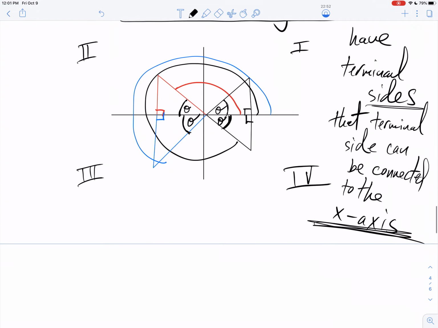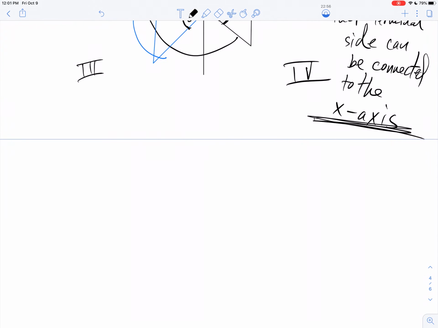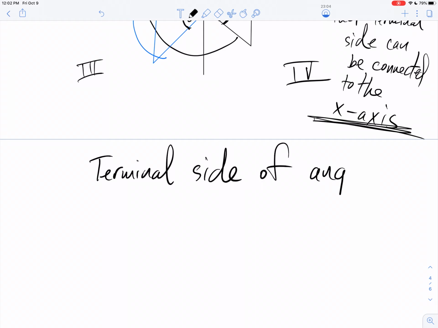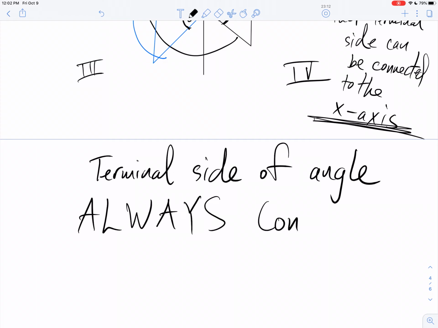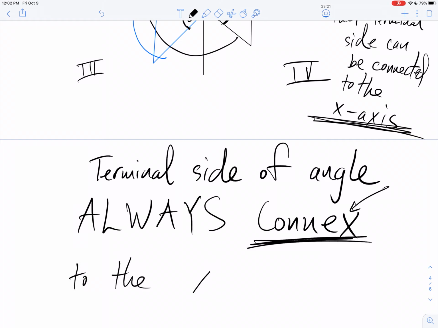So here's how I remember it. For reference triangles, terminal side of angle always, and I love when you get to use the word always in math, always connects to the x. Connects. See how I spelled the word connects? The way it should be spelled. Terminal side of an angle always connects to the x.